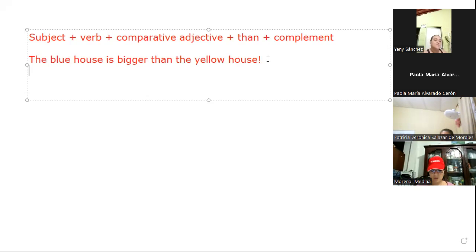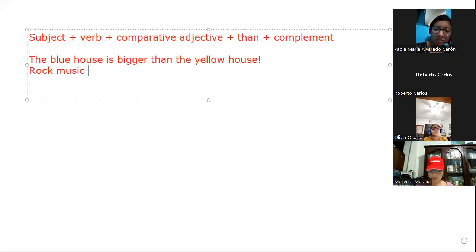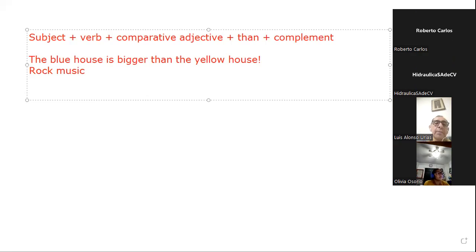Ok. Vamos a ver. Alguien más, Patricia. Dígame que la música de rock es mejor que la música clásica. Rock music. Ok, rock music. Ajá. Is better.